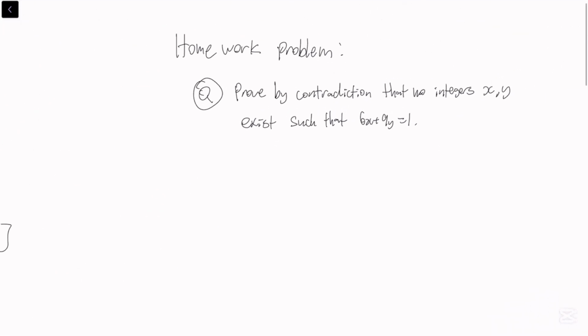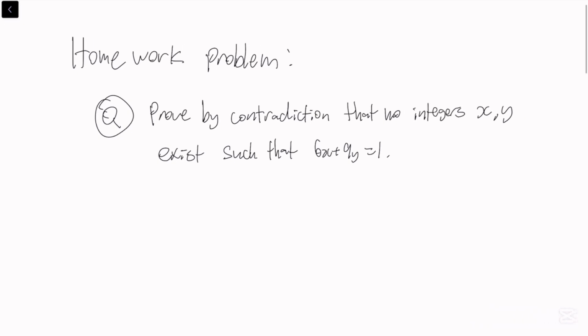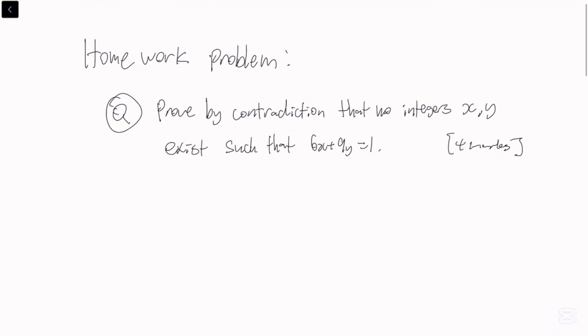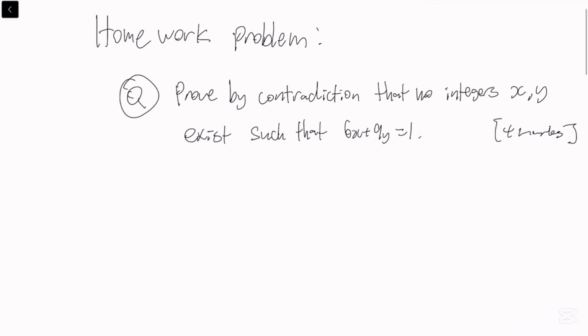Now I'm going to give you a little homework problem. This question was from a past A-level paper. Very simple, 4 marks. Prove by contradiction that no integers x and y exist, such that 6x plus 9y is equal to 1. Feel free to pause here to take a screenshot or work on the solution yourself. Okay, I will now go through the solution just under here.